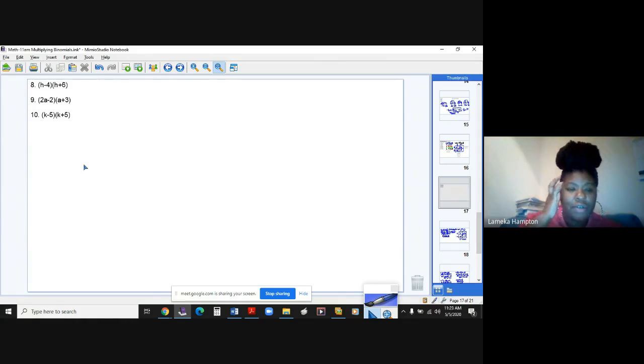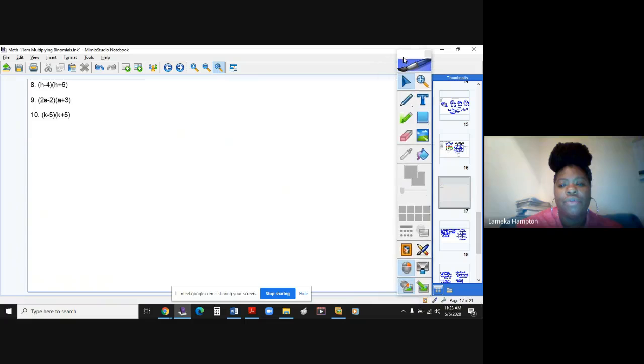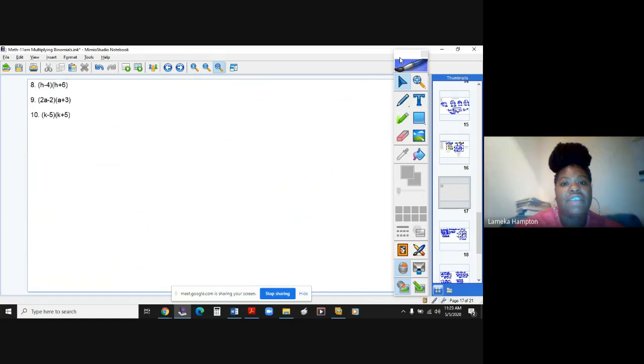So now what I'm going to do is number 8 by using the FOIL method again. So I'm going to use the same 3 methods that I did for 5, 6, and 7. I'm going to use those same methods for 8, 9, and 10.